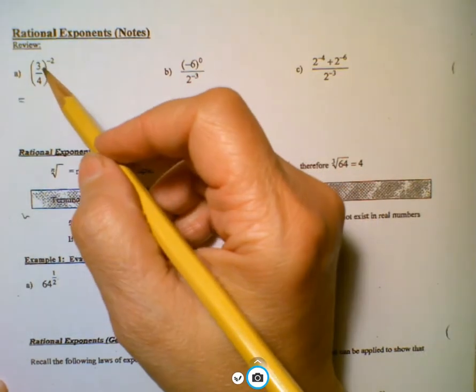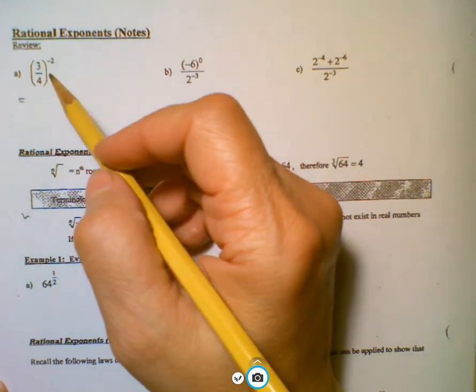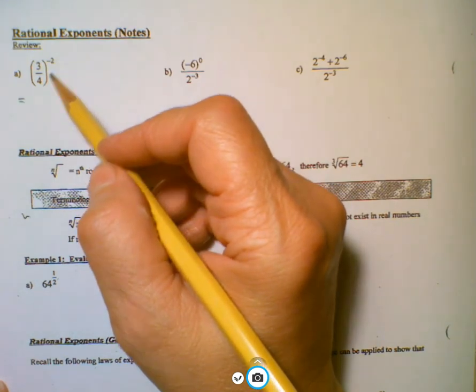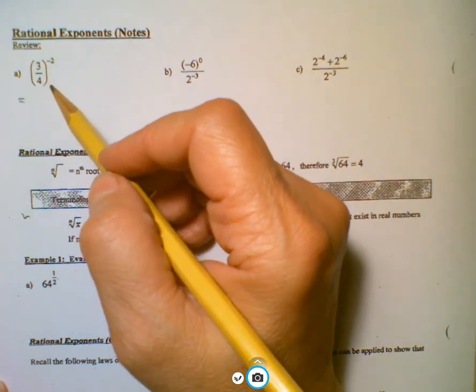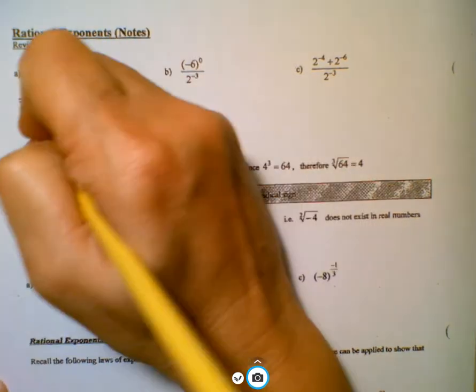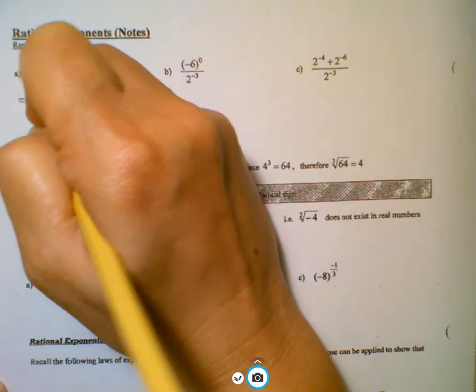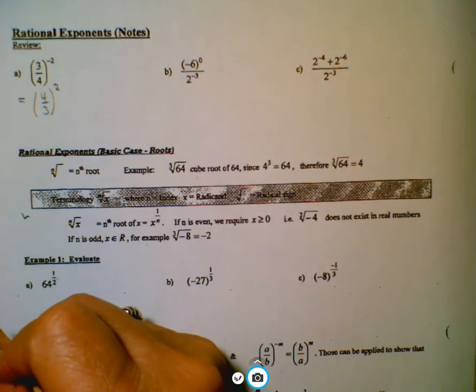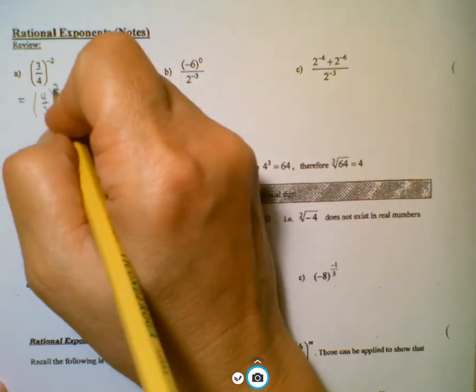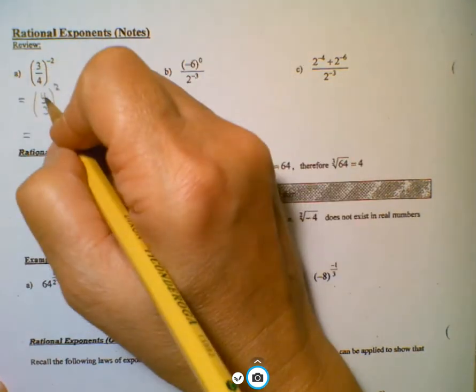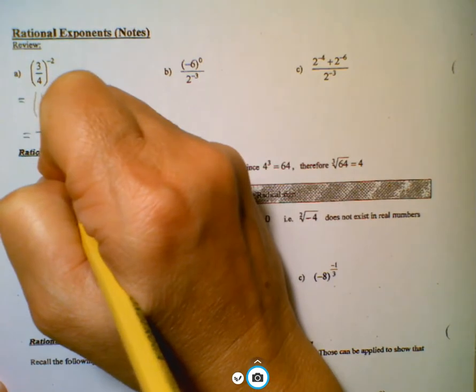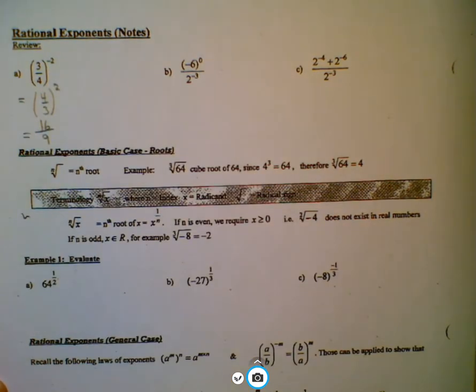Okay, the fraction 3/4 to the exponent -2. So we know when the exponent is negative, that is going to be the reciprocal raised to the positive exponent. So here's my reciprocal. And here's the positive exponent. So now I'm going to have 4 squared divided by 3 squared. So I'm going to square the numerator and square the denominator.